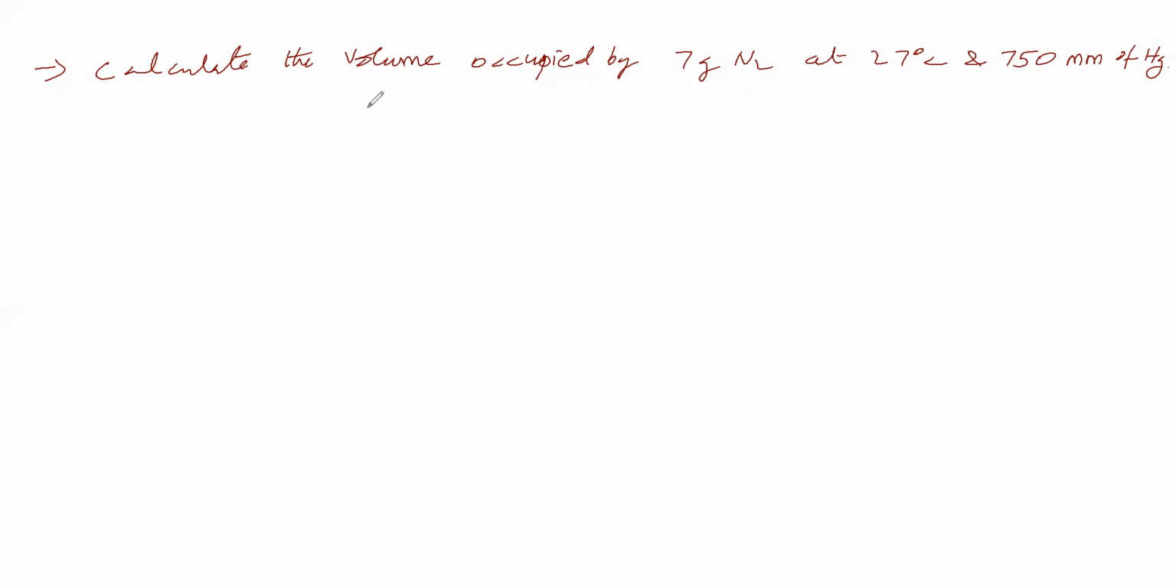Calculate the volume, in the sense, what is the formula? PV is equal to nRT. In the PV is equal to nRT formula, first volume is unknown, pressure we will take. Pressure is given as 750 mm. Let us convert this into atmosphere. To convert millimeter into atmosphere, we have to divide this by 760. Now the unit becomes atmosphere. So we got pressure.